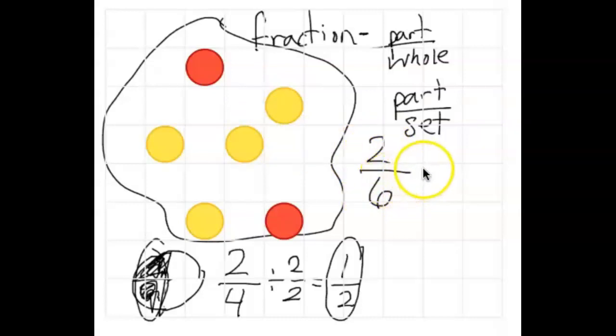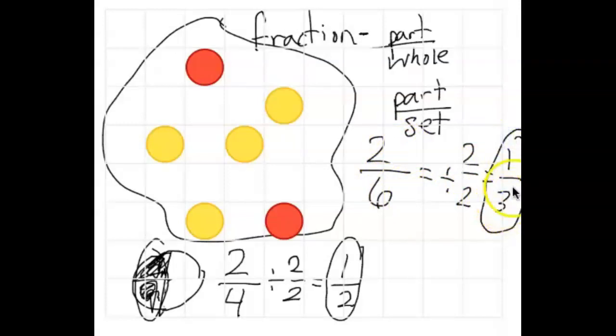But as we also recognize here, the top and the bottom have common factors, so we can simplify this. What would we divide the top and the bottom by? Go ahead and answer that question. All right, once again, we're going to divide the top and the bottom by 2 because these are both even numbers. We divide the top by 2, we get 1. And then we divide the bottom by 2: 6 divided by 2 is 3. So the simplest form is 1/3, and that is equivalent to 2/6.